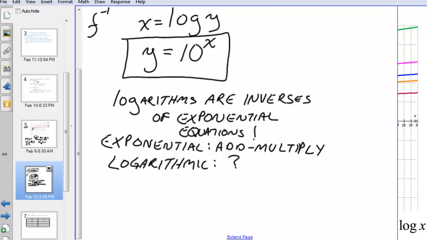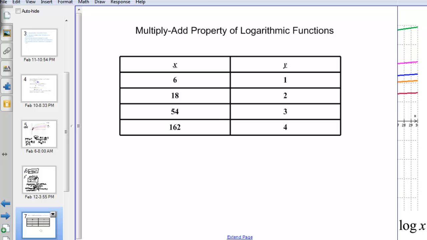Alright, well, I hope you guessed that since exponential is add multiply, logarithms will be multiply add. Here's an example of some data points from a logarithmic function. If I look at my pattern, here I'm going to be multiplying by 3 each time. And the result is I increase by 1 each time for my y values.